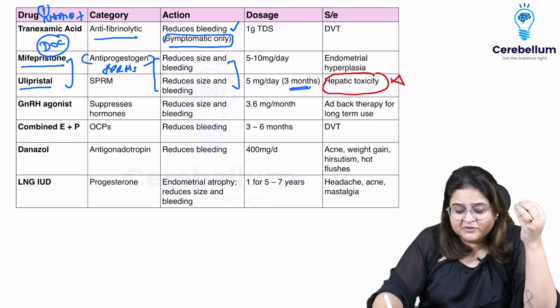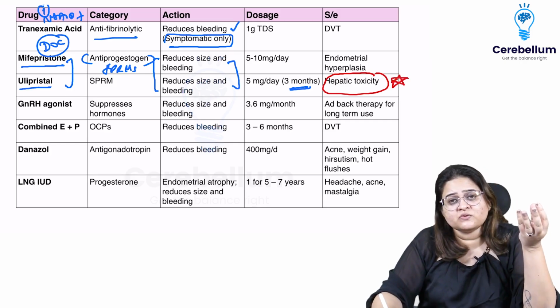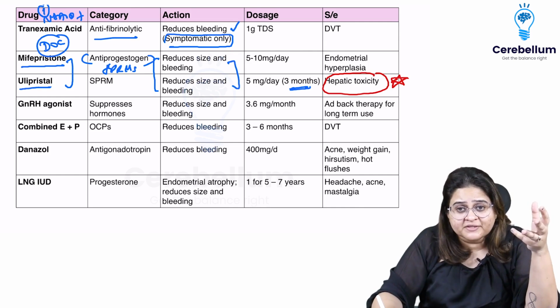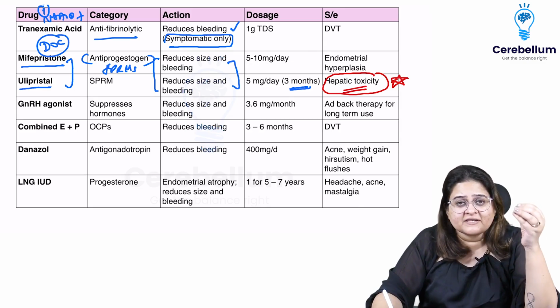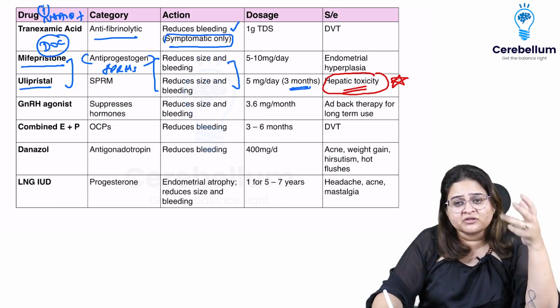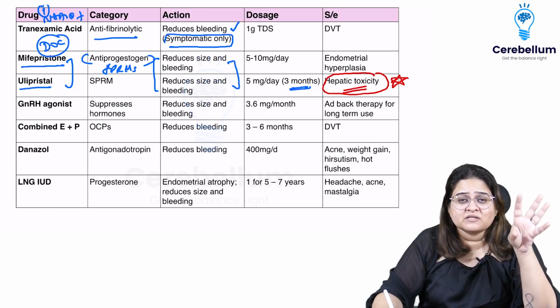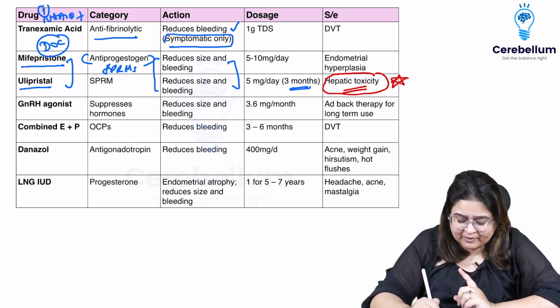Now, what is important to take home from here is this one. Ulipristal acetate, where else is ulipristal acetate used? It's also used as an emergency contraception. Ulipristal, remember, is hepatotoxic. It affects the liver, and it was even withdrawn by the FDA in between, but then reintroduced with a warning that it can cause liver toxicity. So that's important to remember.